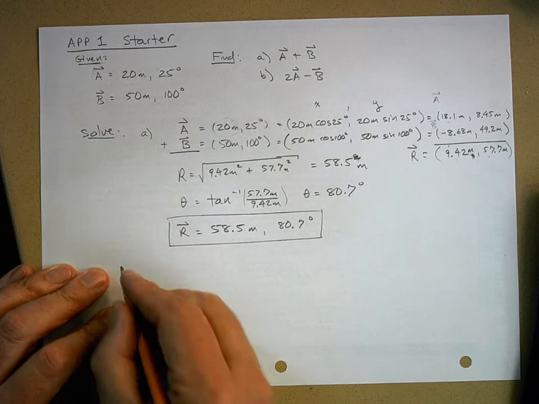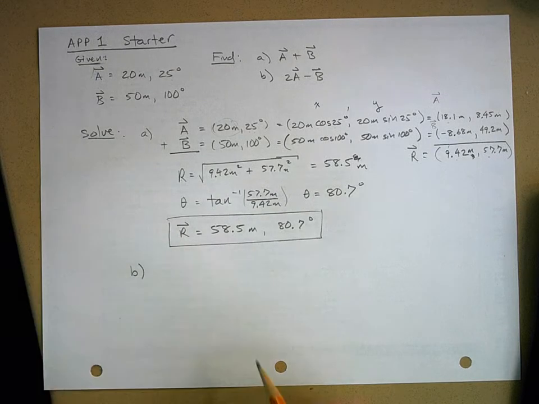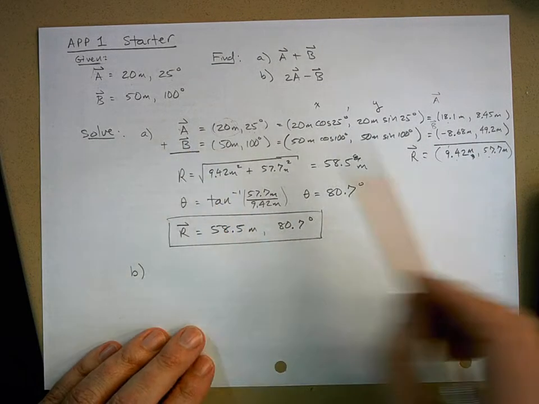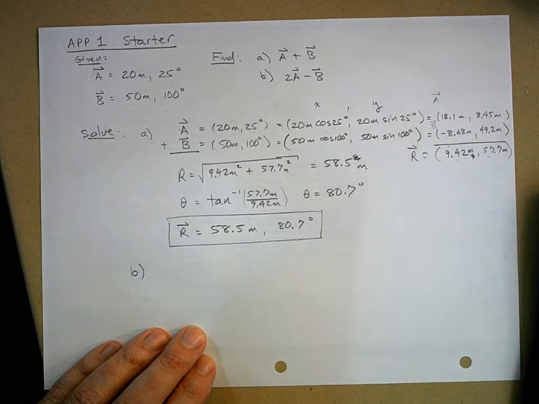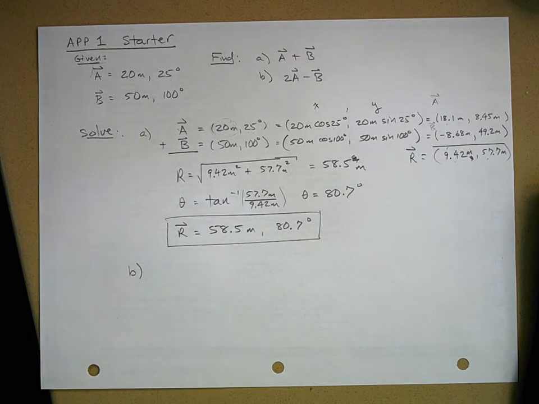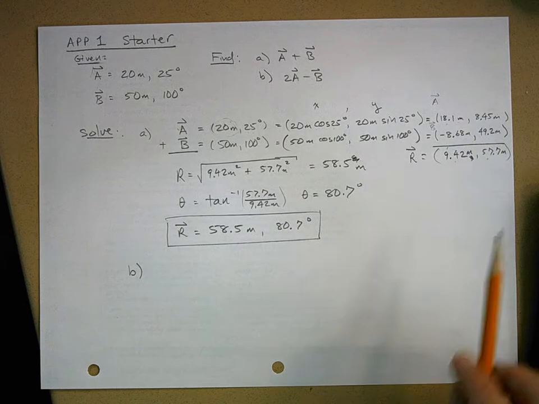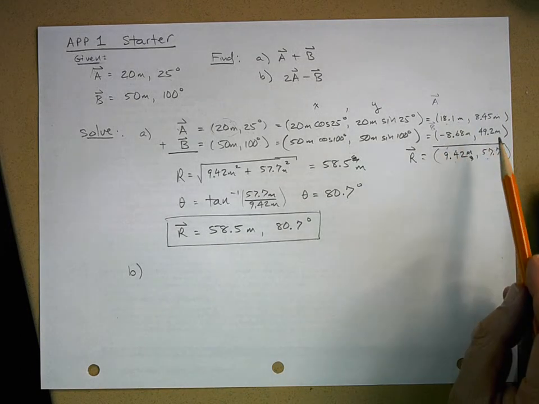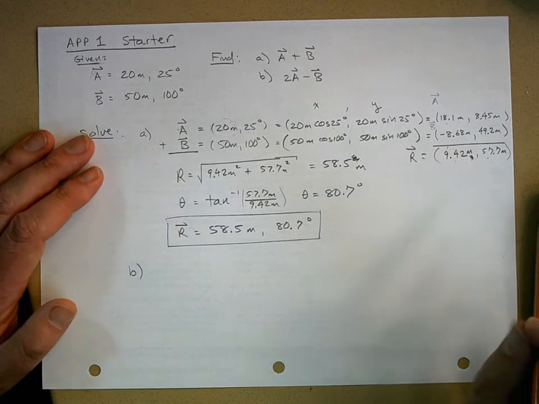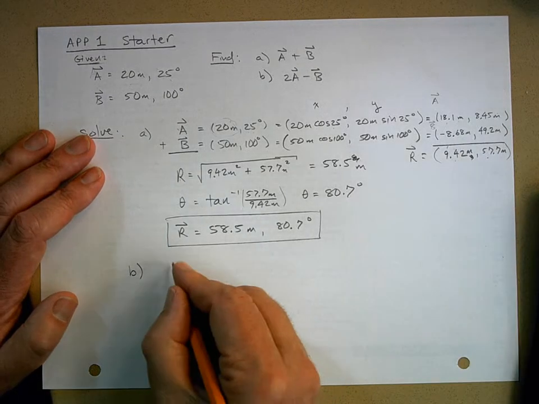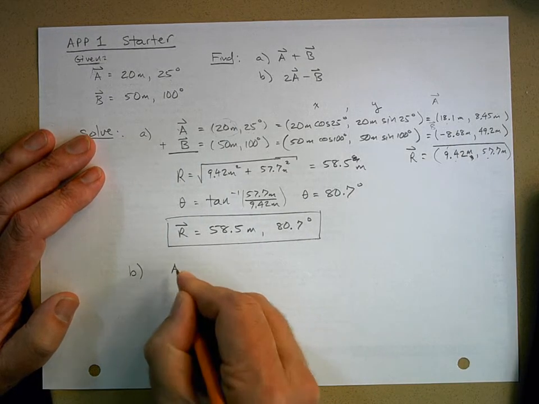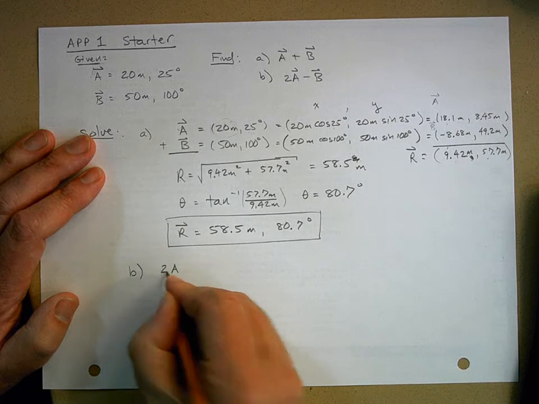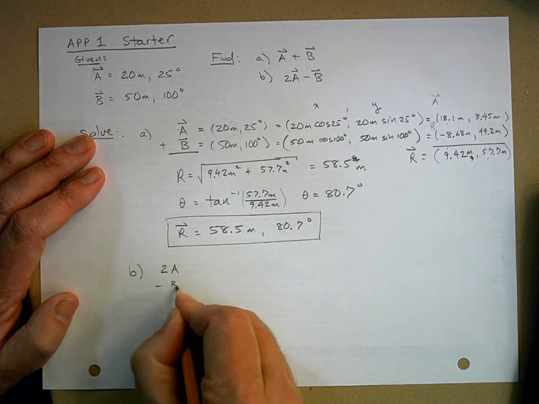And then for part B, I've already got A and B in rectangular coordinates. Now, if this was a completely separate problem, you would have to change whatever's given from polar into rectangular. But they're already in rectangular. So what I'm going to do is 2 times A, or I'm sorry, 2 times A minus B.